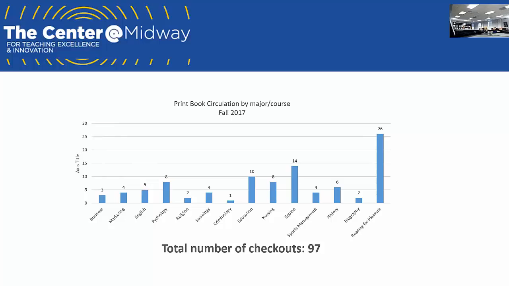Remembering that we have face-to-face, around 300 students on campus? Is that right? I think that's about right. About 300 students on campus. We had physical print books checked out 97 times last semester. So that means about one in 3 students physically checked out a book. That's actually really good numbers when you look at the ratio of books to population.